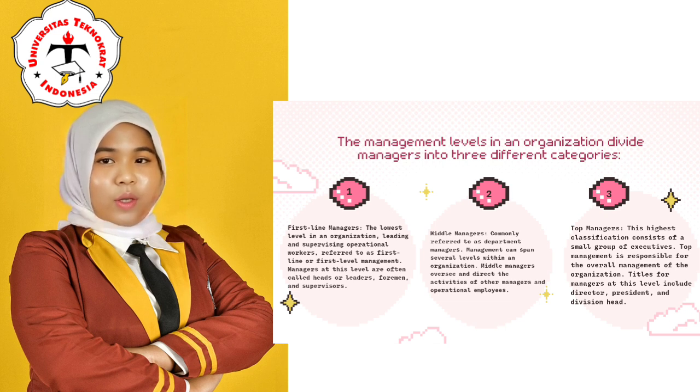Top management is responsible for the overall management of the organization. Typical titles for top managers include director, president, division head, senior vice president, and so on. Handoko, 2009. Management functions. Management functions are the basic elements that will always exist and be inherent in the management process, serving as a reference for managers in carrying out activities to achieve goals.